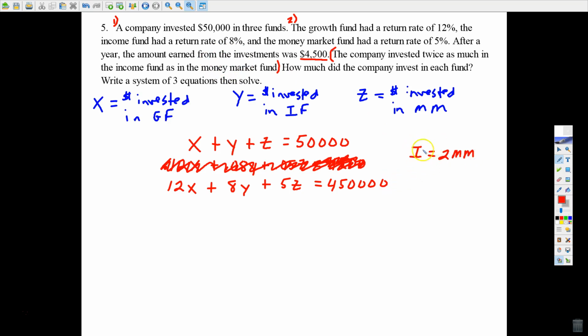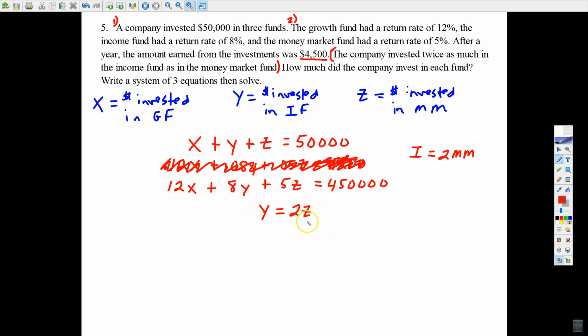So when you set your equation up using our variables, you can kind of use this as a model. So the income fund, according to our variables, that's what Y represents. And then the money market fund is the variable Z. Okay? Now some people miss this problem because of this last equation.